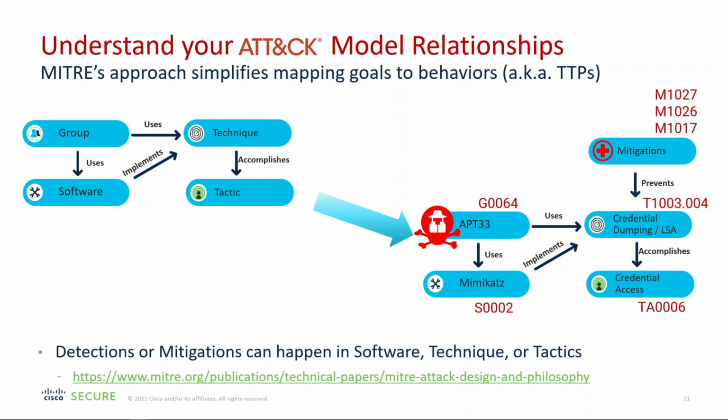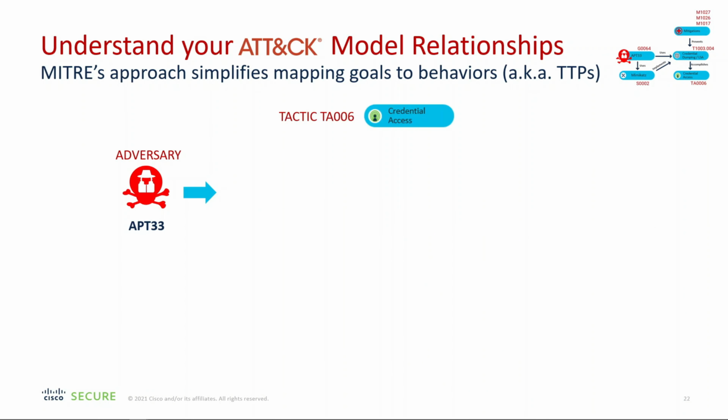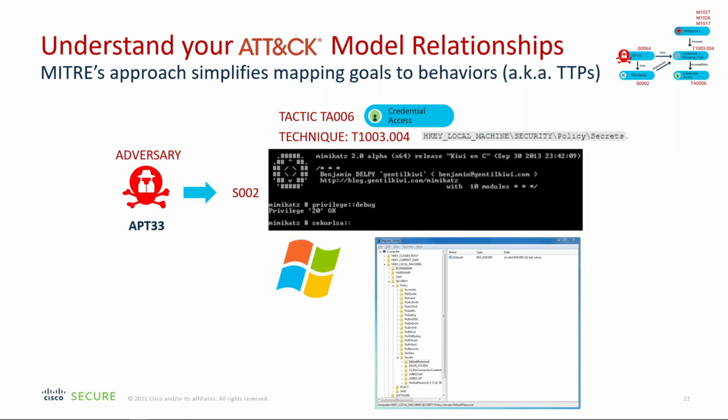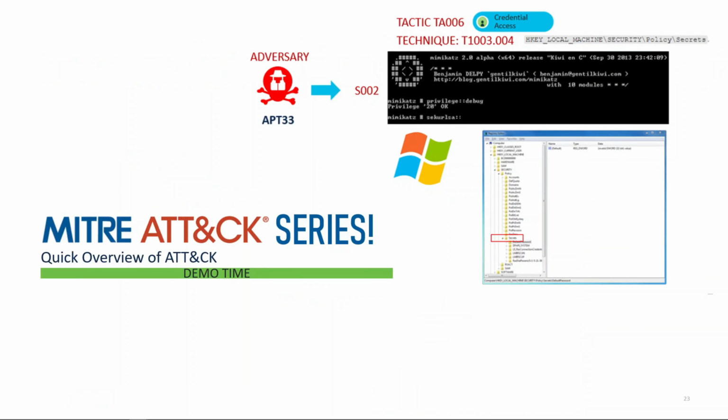And then you have mitigations that are tied to it, and these are all labeled, and you can search within the Mitre ATT&CK framework and get deep insight into every one of them: the software, the adversarial group, the actual technique, the tactic, and the mitigations. So we've got the adversary that wants to gain credential access. They use Mimikatz, and they dump the LSA secrets from the Windows platform, and the game begins. So let's jump into a demo and do a quick overview of ATT&CK.